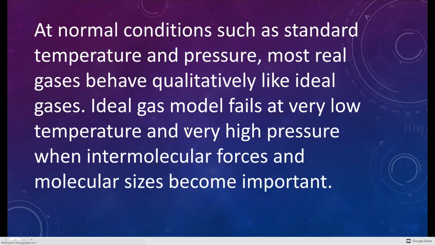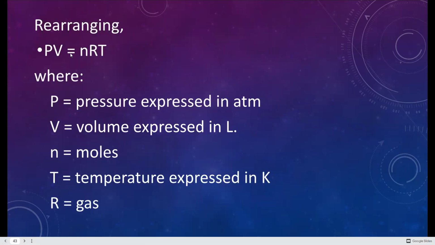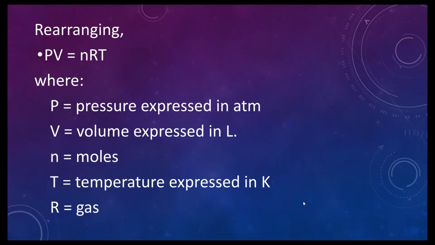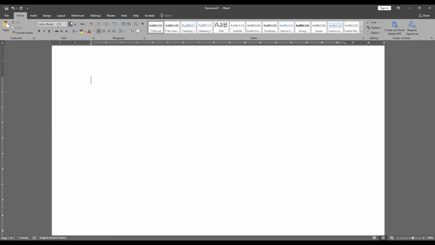Okay, let's have one example following this formula, PV equals nRT. Let me share my screen again. Let's have this one. This is really hard, no? That is why if this is face-to-face, it's really easy for us to discuss and unlock the difficulties. This time, we are unlocking the difficulties, okay? But this is not difficult, no?